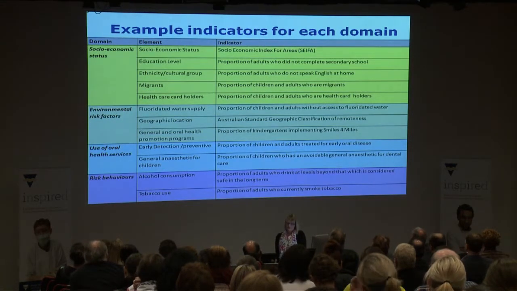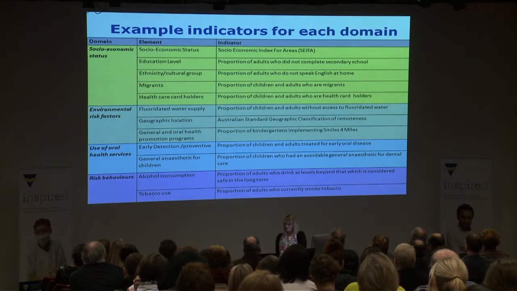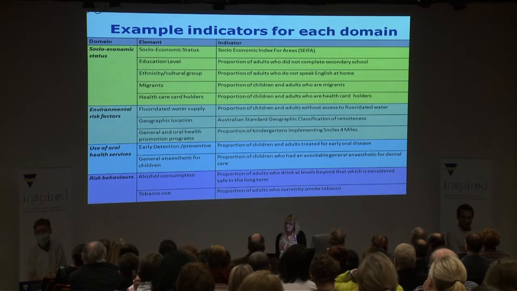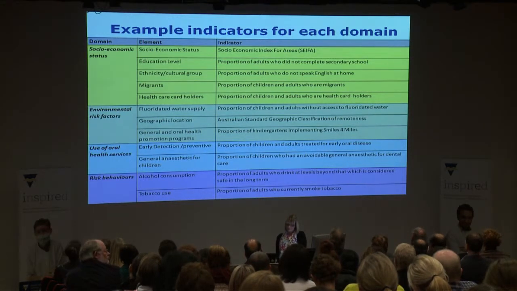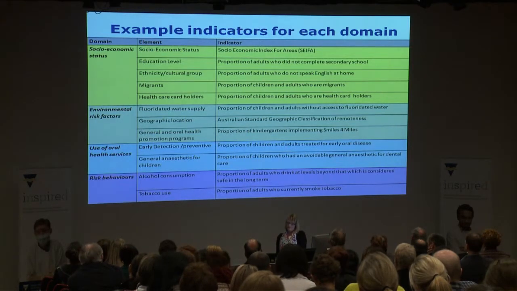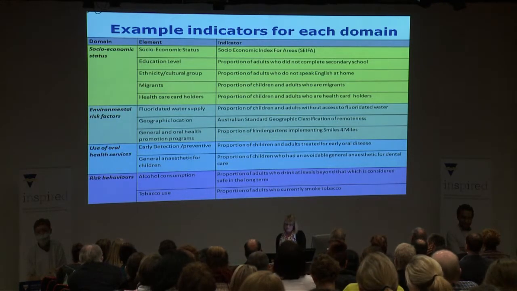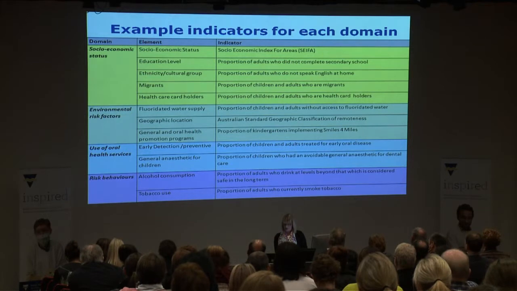Under socioeconomic status, we had, for example, education level, ethnicity and cultural group, healthcare card holders, environmental risk factors, whether or not the water supply was fluoridated, as I mentioned before, the geographic location, and the use of oral health services, so whether or not children were going under GAs, and whether or not the treatment that was being given was about early detection or preventive care compared to far down the line restorative care, and different risk behaviours, so alcohol consumption and tobacco use.